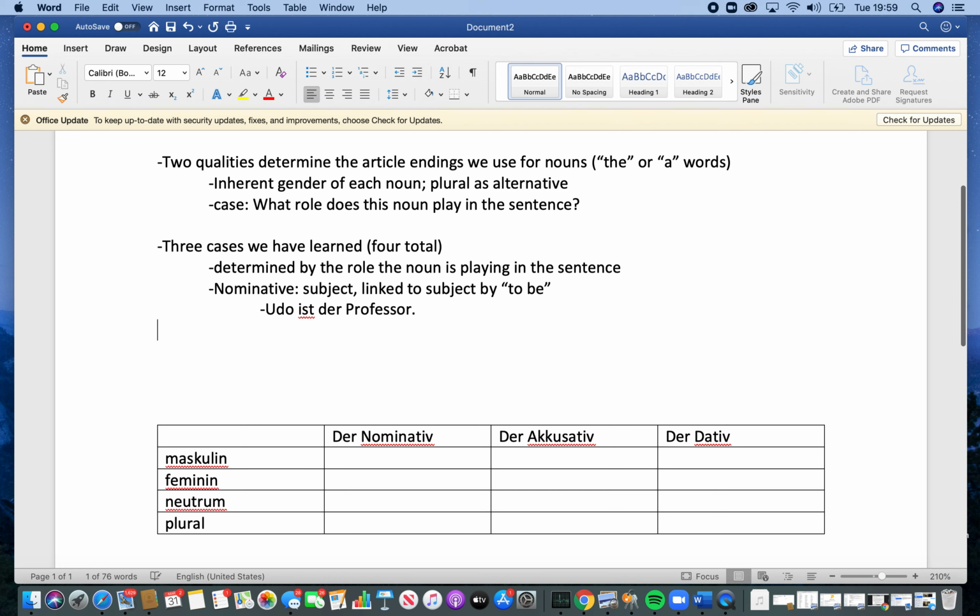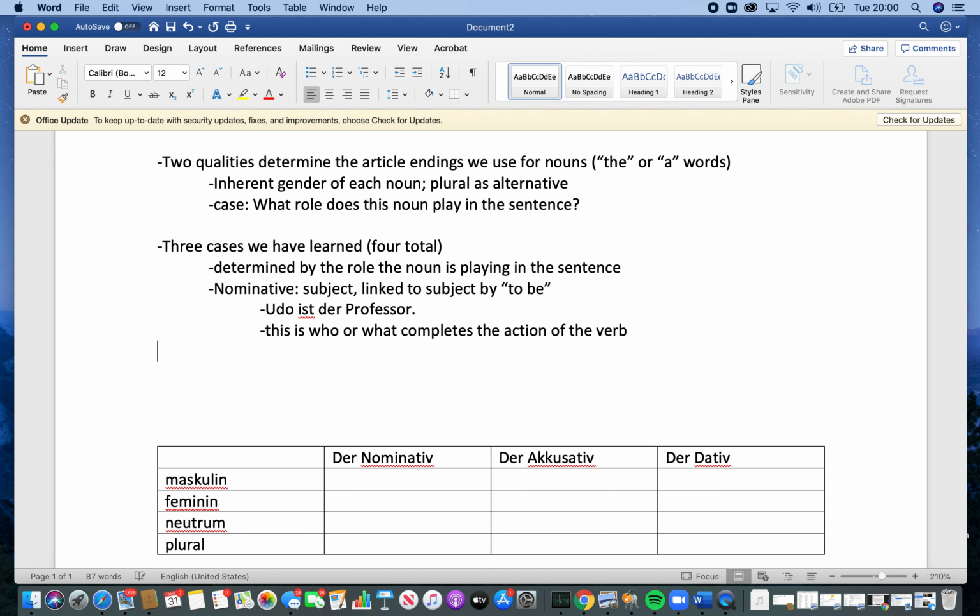We can say, this is who or what completes the action of a verb. And every sentence should have a verb, otherwise it's a fragment. Of course, you can artfully use fragments, but that's also not relevant to our purposes today. So we have nominative. The next one is the accusative.